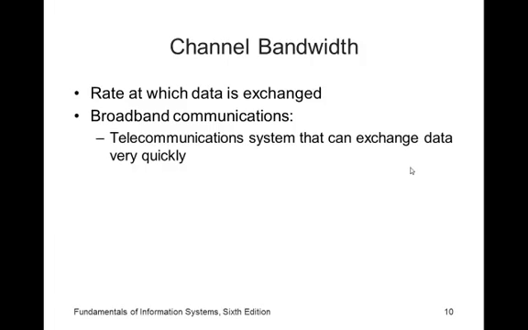The term channel bandwidth relates to the rate at which data is exchanged. We have fast bandwidths and slow bandwidths. Typically a broadband communications bandwidth is very fast, and that's generally what we use, especially in businesses, but even in our home computer networks.